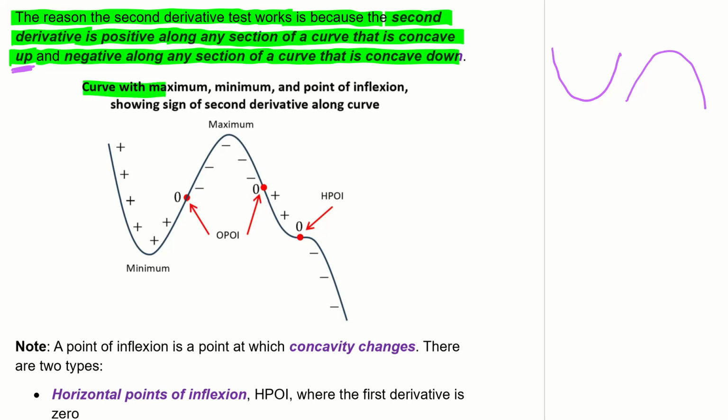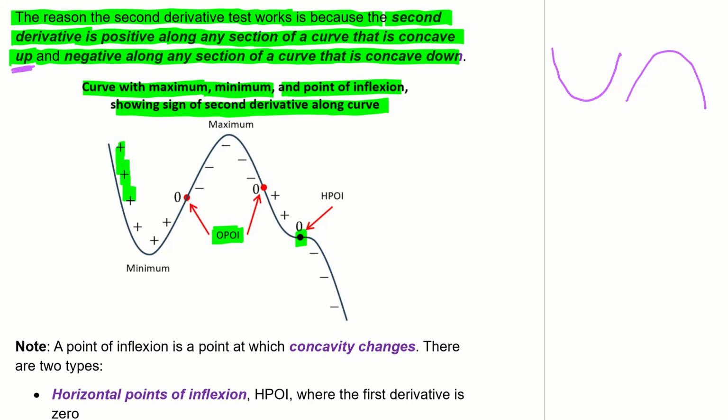So here we have a curve with a maximum, a minimum, and a point of inflection. And by that I mean the horizontal point of inflection, because we also have two oblique points of inflection. Those are points of inflection that are not stationary, showing the sign of the second derivative along the curve.